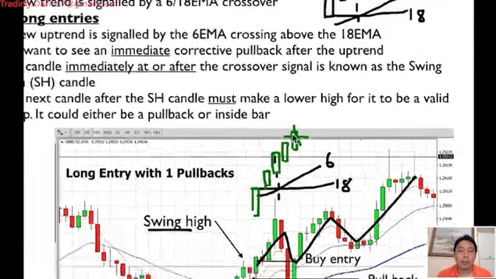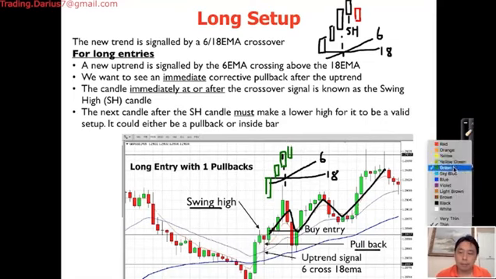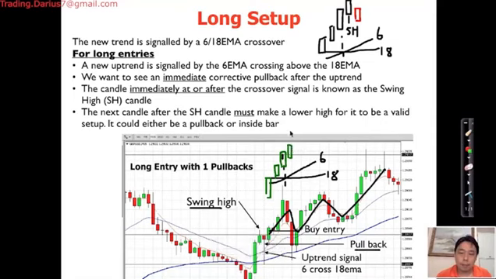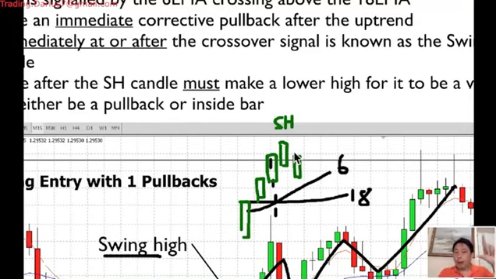So the moment the next candle makes a higher high, it's an invalid setup. It's not a proper trade setup. We are not interested. We go on to the next setup. Make sense? Okay. So the next candle must make a lower high for it to be a valid setup. We're going to go up, down, continue the trend. If it keeps going up, it's not a valid setup.